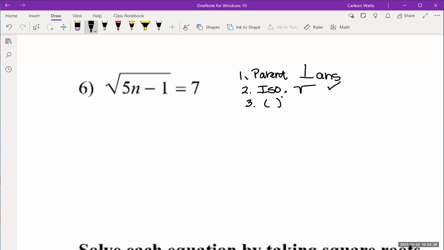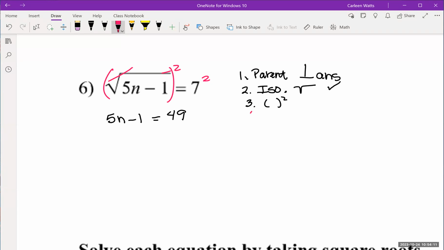Square both sides. So I'm going to square both sides. I'm going to do the inverse operation. So squared cancels with square root, and I get 5n minus 1 is equal to 49. Next step. The 5n and the 1.